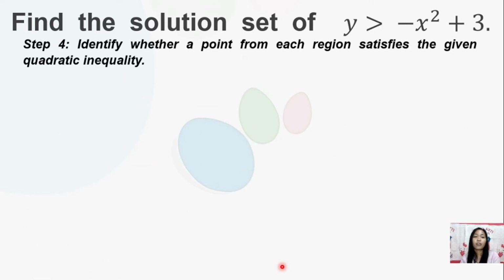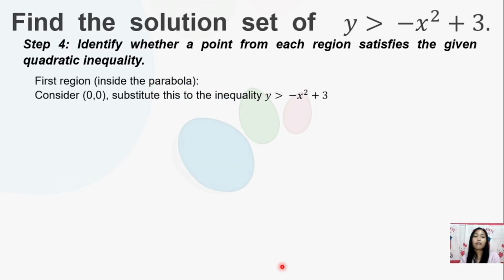Then step 4, we identify whether a point from each region satisfies the given quadratic inequality. In the first region, or the region inside the parabola, we consider 0, 0, or the origin.